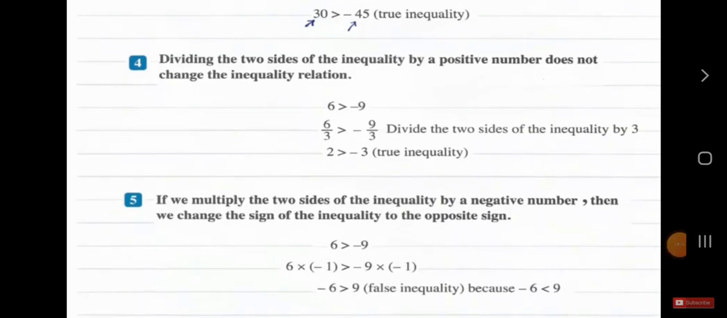Dividing the two sides of the inequality. Dividing is like multiplying. If I divide one side by 3, then I have to divide the other side by 3. As we see, 6 over 3 is more than negative 9 over 3. Then 2 is more than negative 3. This is a true inequality because we do the same processing to the two sides. Also, as we see, 6 is more than negative 9, we multiply 6 by negative 1, then we have to multiply negative 9 by negative 1.